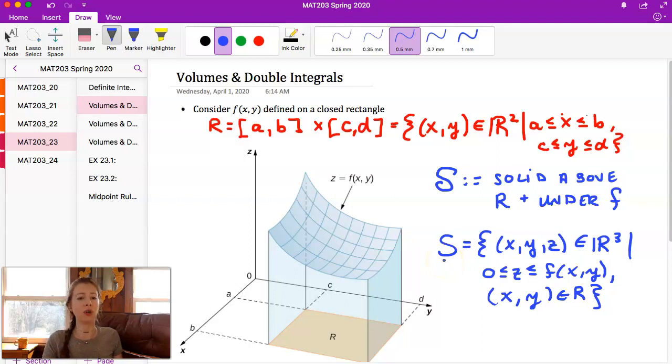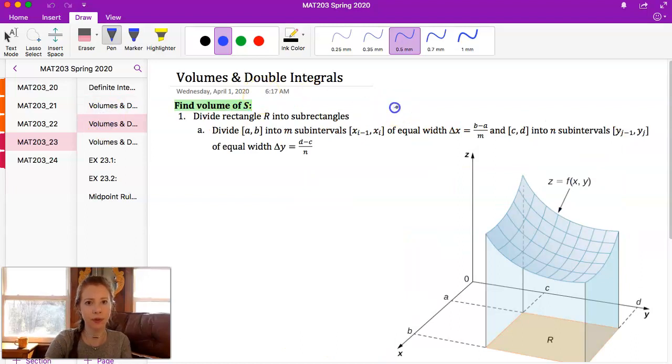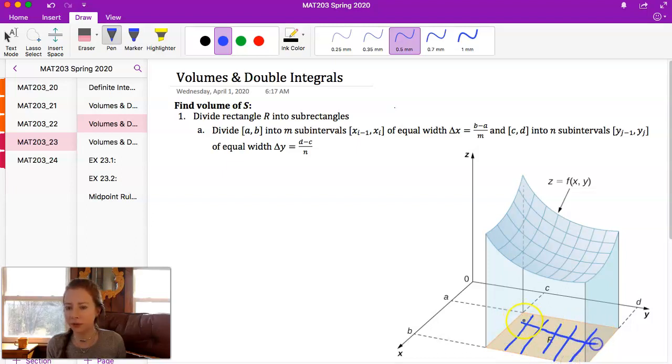Okay, so let's now go through the steps of how to find the volume under this surface using Riemann sums. What we're going to do is first divide the rectangle R into sub-rectangles. You can sort of see these rectangles above on the curve, so pretend that they're projected below. I will try to draw some. We're going to divide this region into equivalent rectangles.